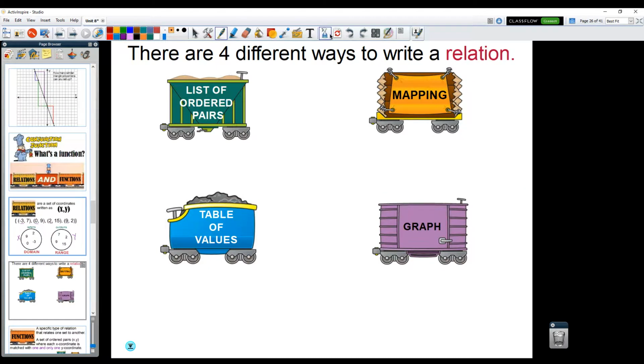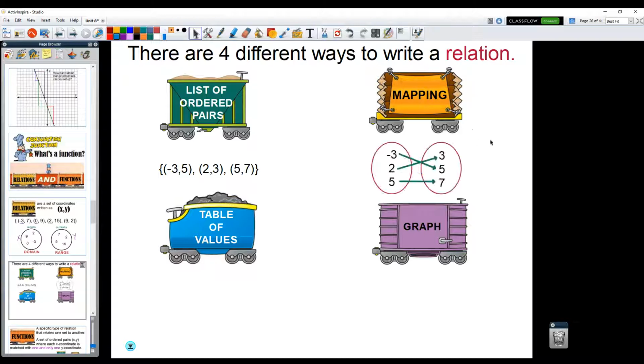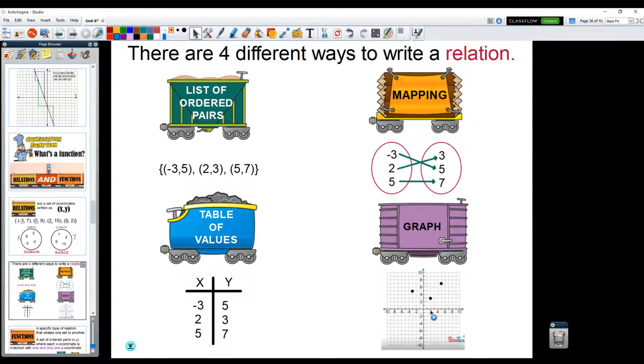There are four different ways that you can write a relation. You can list them as a set of ordered pairs, which we just saw. It can be shown as a mapping situation. It can be shown as a table of values, and it can also be shown on a graph.